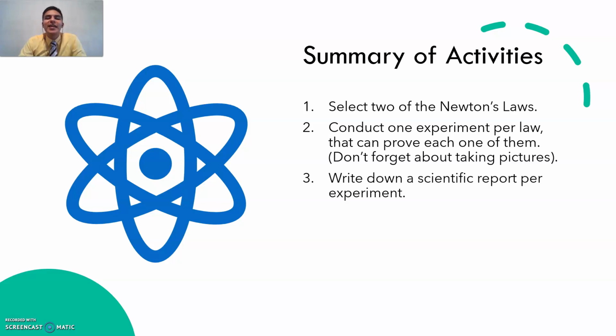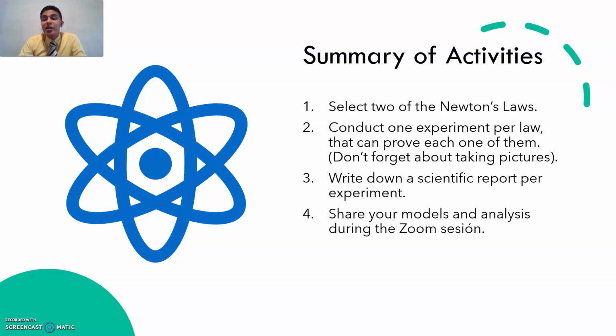All right, and then number 3, write down a scientific report per experiment, which are basically the steps of the scientific method. And number 4, share your models and analysis during the Zoom session. So just like every week, we are going to have a Zoom session. And right there, you have to share at least 1 of your experiments, but you need to show all of the scientific reports.